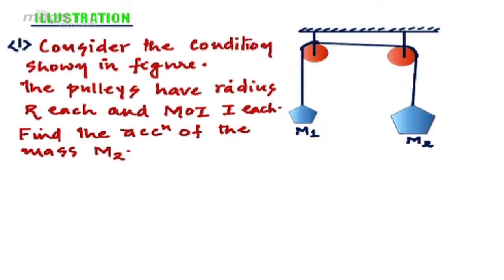According to the question, both the pulleys have radius r and the moment of inertia I. We have to find the acceleration of mass m2.